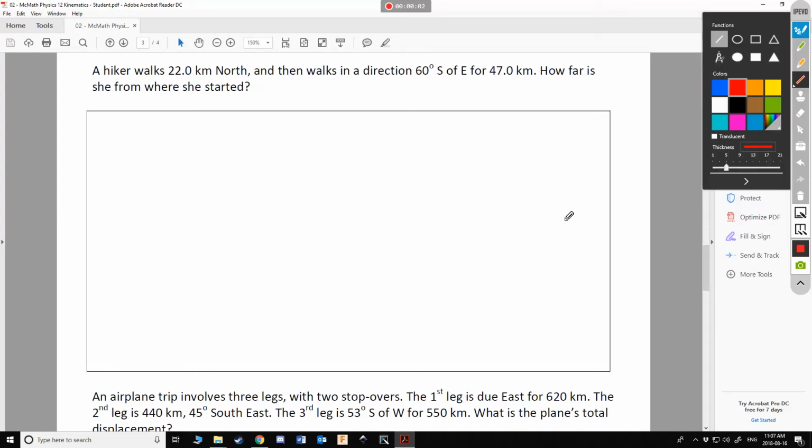So here's our question. A hiker walks 22.0 kilometers north, then walks in the direction 60 degrees south of east for 47.0 kilometers. How far is he from where he started?